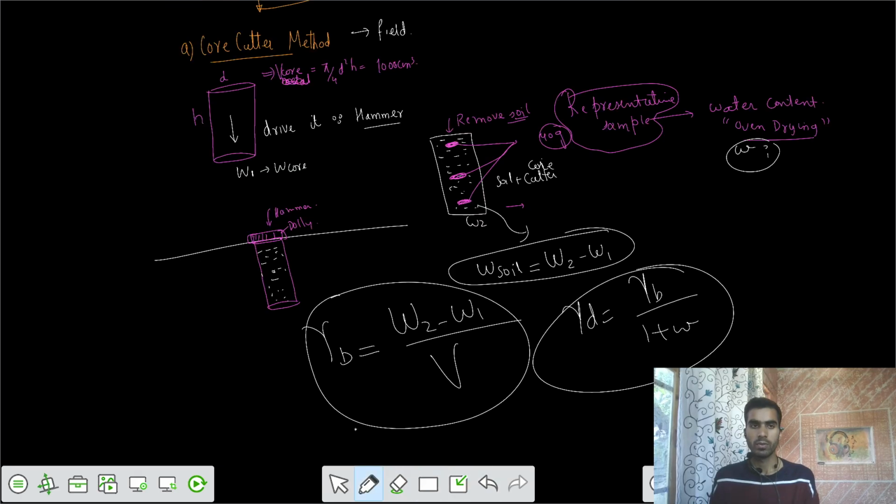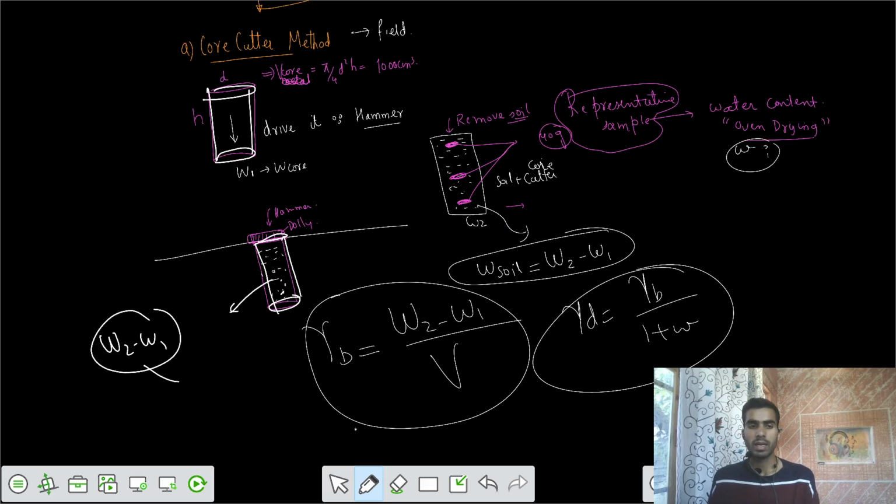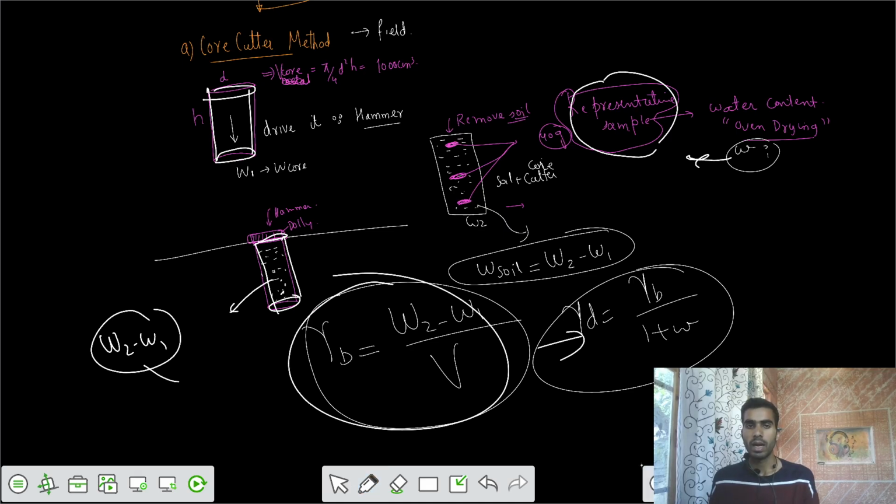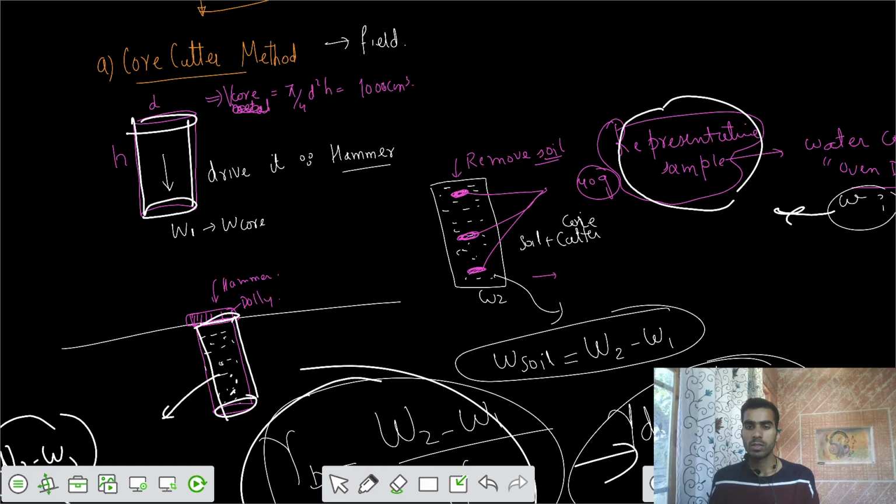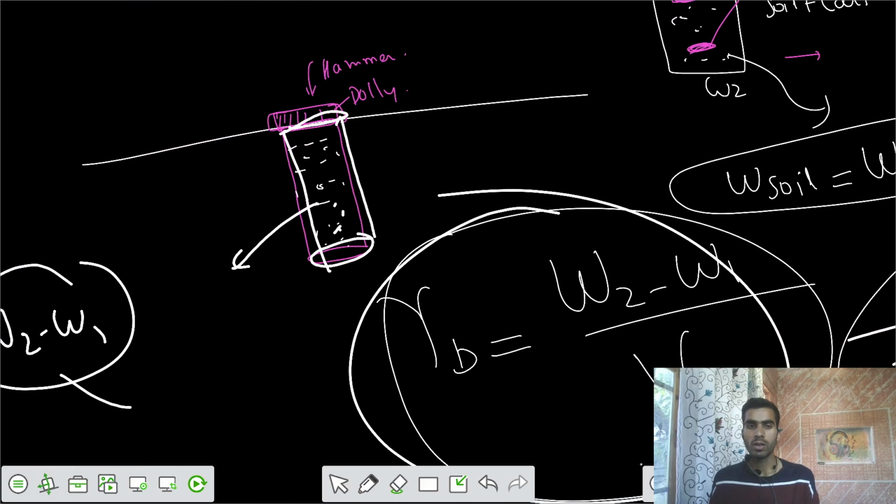Okay. So initially there is a core cutter of weight W1. We are going to drive it into the ground such that it collects some soil also. The total soil is equal to W2 minus W1, and from that we take a representative sample such that there is some water content w, and from that we can calculate the dry unit weight. That means this method should be suitable for some sort of soil.